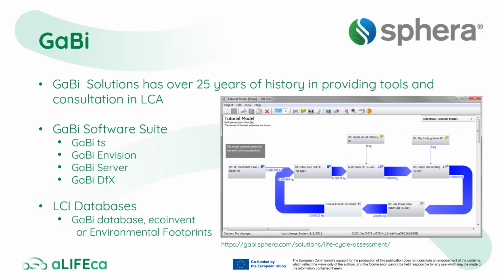GaBi Solutions has over 25 years of history in providing tools and consultation in LCA. GaBi Software Suite offers the following tools. GaBi TS is a sustainability solution offering building product plans for the entire life cycle and calculating results that represent environmental impacts according to selected LCI datasets and relevant LCA methods. GaBi TS also offers to compare design scenarios and run what-if analyses to identify the most sustainable and cost-efficient design.